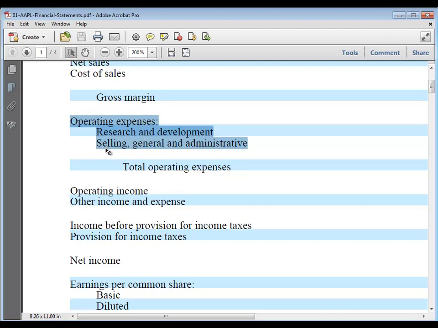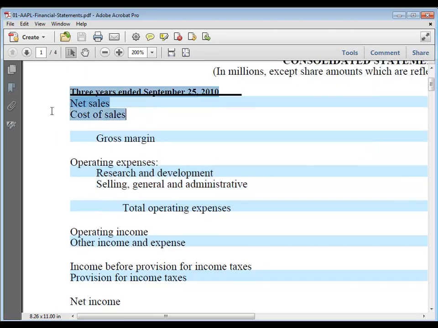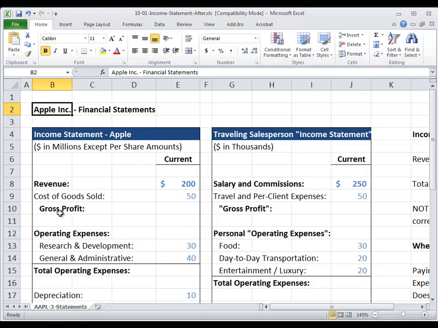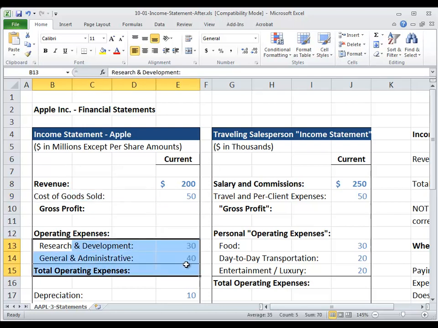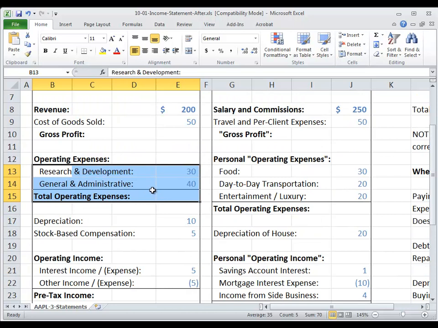The distinction here is that cost of sales or cost of goods sold, as you sometimes see it, as is the case in our Excel file right here, corresponds to per unit expenses, whereas the operating expenses here correspond to items that cannot be linked directly to per unit production.